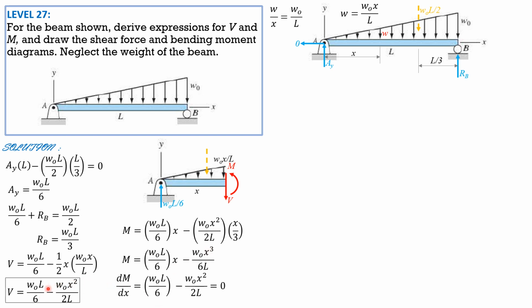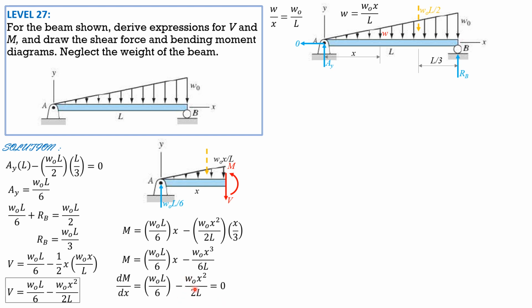And remember earlier that the derivative of shear with respect to x is the intensity of the loading. So if you differentiate this, it is equal to W0x over L, the intensity of the loading w. So take note of that relationship. The reason why we equate this to 0 is because we want to find the maximum moment.